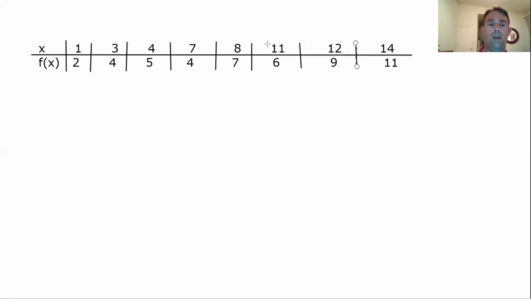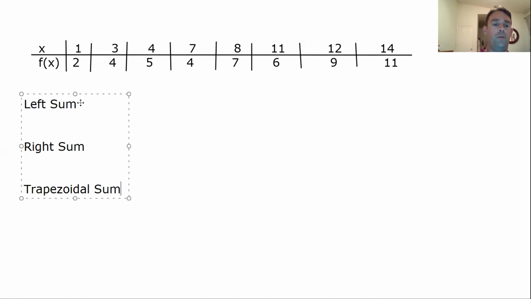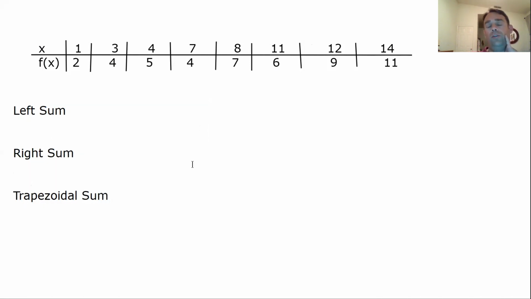What I want you to do is figure out the left sum, the right sum, and the trapezoidal sum. Why don't you go ahead and pause the video. When you do the trapezoidal sum, if you are going to go left sum plus right sum divided by 2, that's fine, but I still want you to write out the values. You need to be able to see that. So go ahead and pause the video and do it real quickly yourself, and we'll come back and take a look at it.